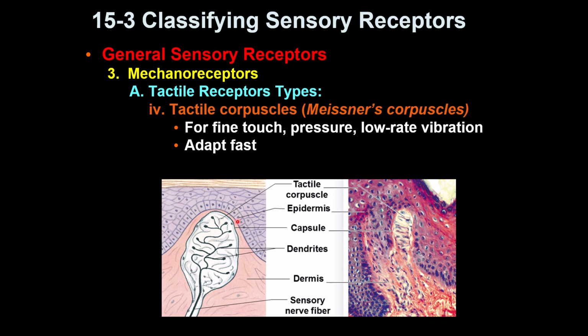Because it is located superficially, this is again important for fine touch and pressure, but it's a bigger one, and it's a little bit deeper than the previous ones that I mentioned. It's like a free nerve ending and the Merkel disc. So this is why it's also good for low grade vibration. And this one, similar to the hair plexus, is phasic, so it adapts very fast.